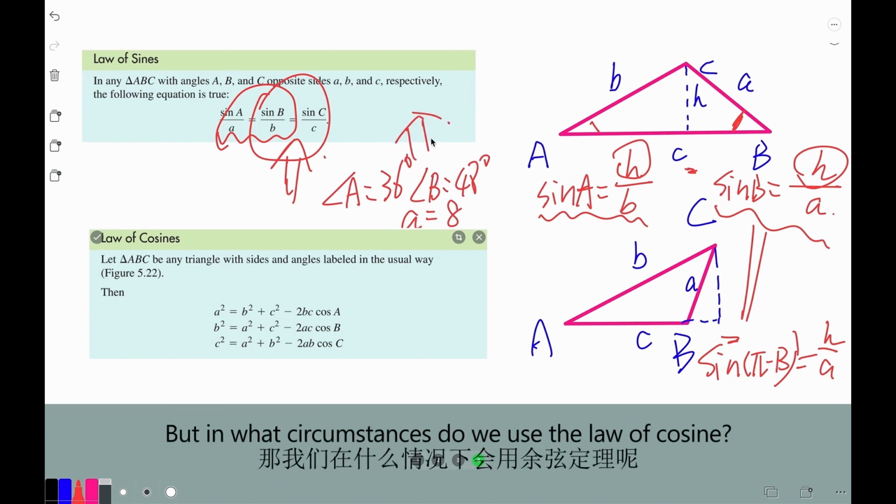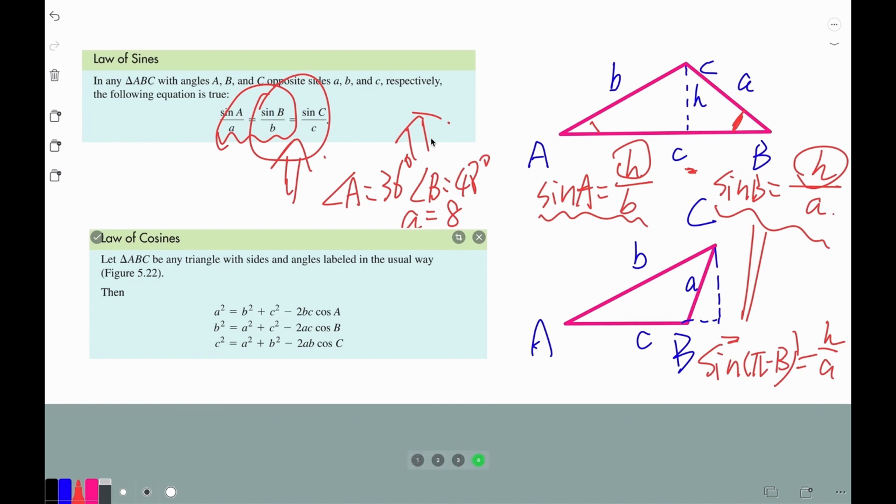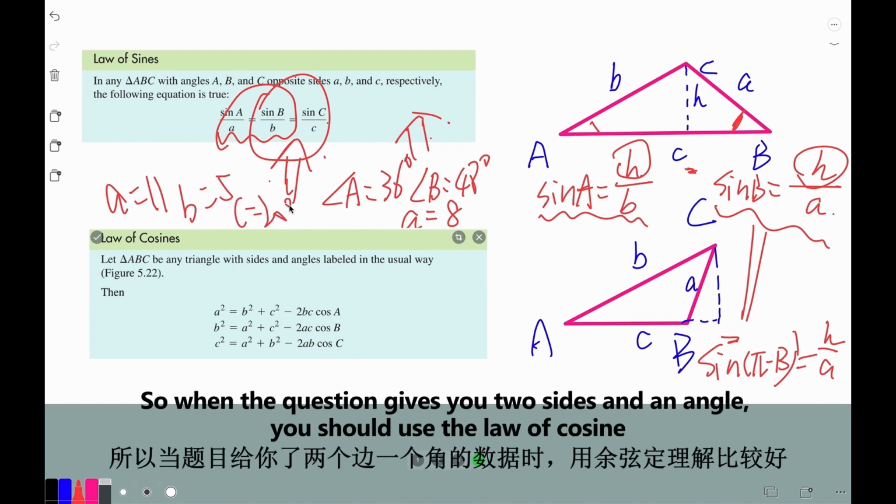But in what circumstances do we use the law of cosines? For example, a equals 11, b equals 5, and angle C equals 20 degrees. I give you two sides and the included angle, so you use the law of cosines.